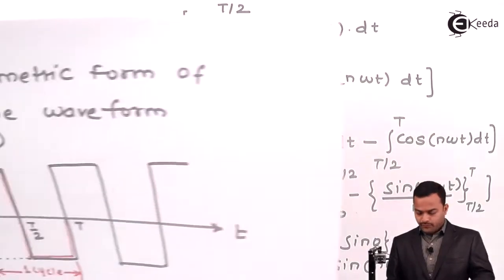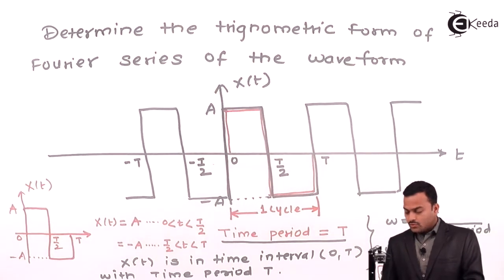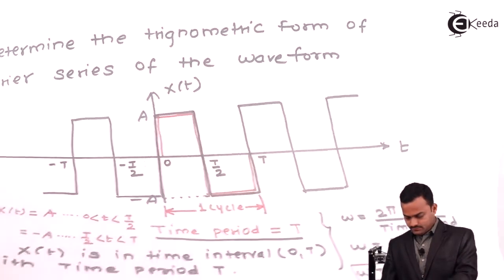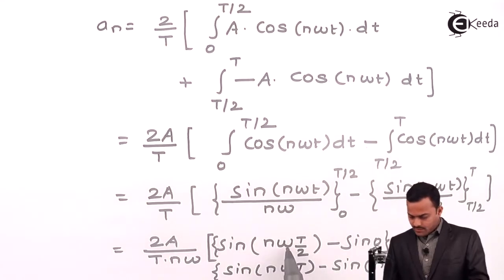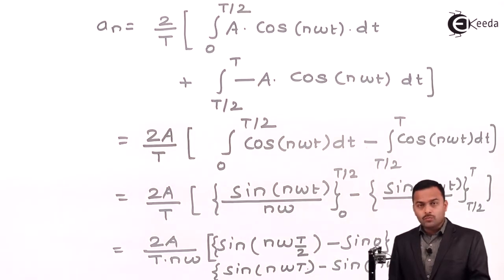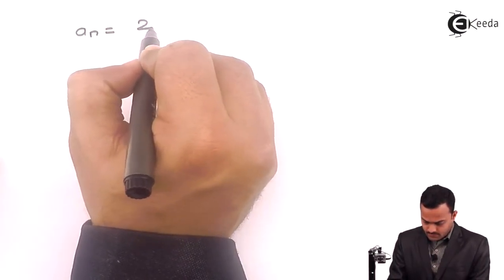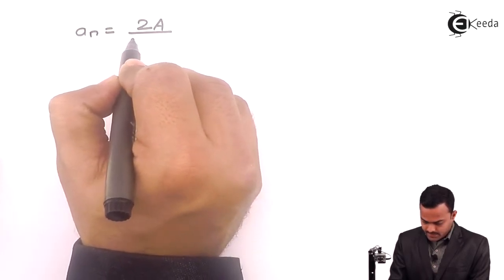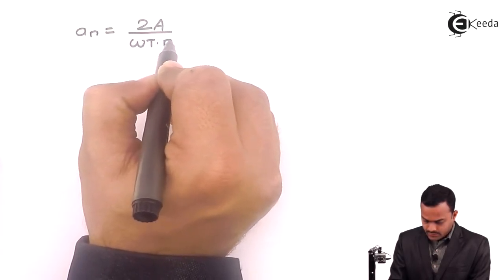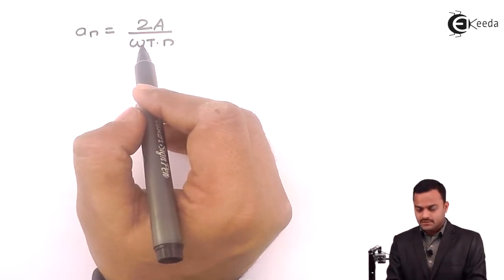Moreover, in the first step we have calculated omega T is 2 pi. So let's substitute wherever we are finding omega T, and we substitute that as 2 pi. So here I am having omega T, omega T, omega T. So that needs to be substituted with 2 pi. So after doing so, we will get an as 2A divided by omega T into n. In fact, here also we can substitute, but that we will substitute in the next step.